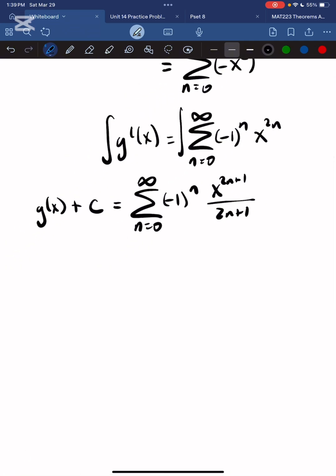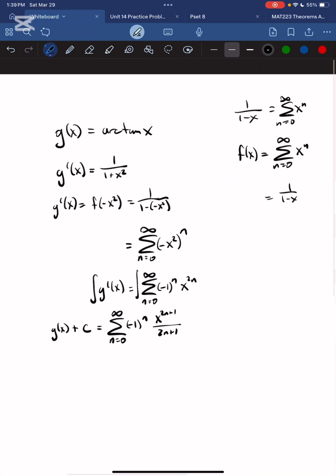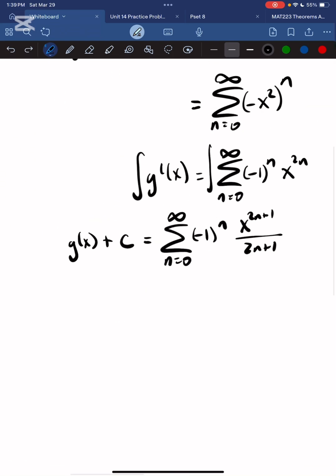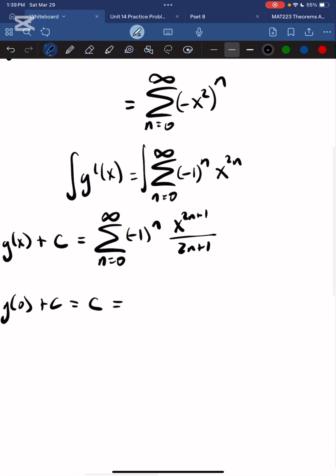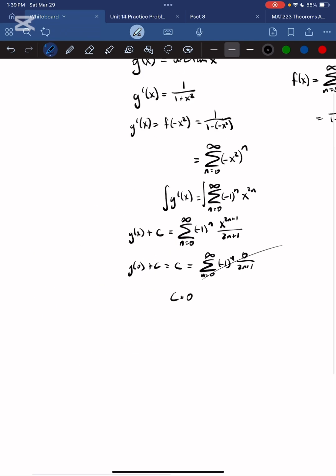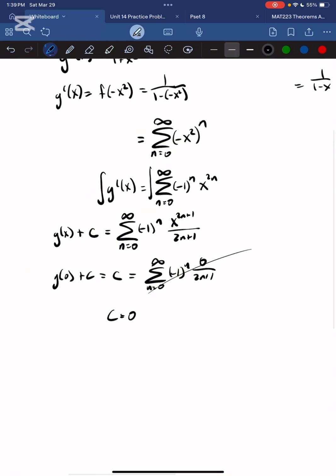Okay, well, let's just plug in 0. Let's plug in x equals 0. G at 0, which is arctan of 0, is 0. So g at 0 plus c is equal to c, right? This is equal to the infinite sum of this guy, which is 0. So c is equal to 0, right? We see how we got that, right?